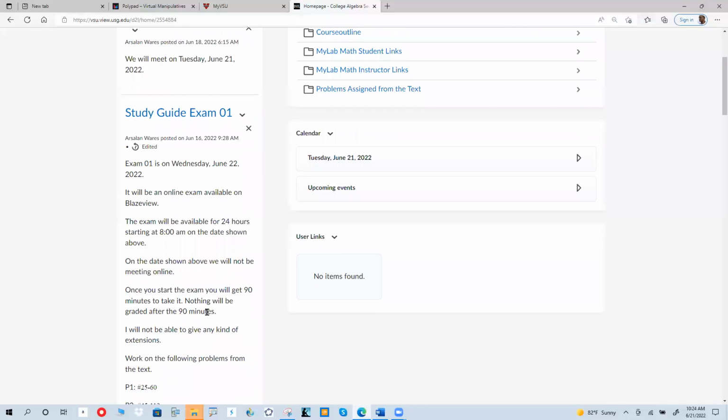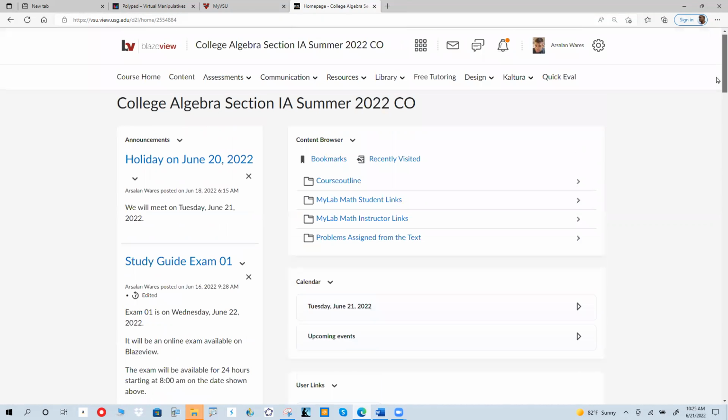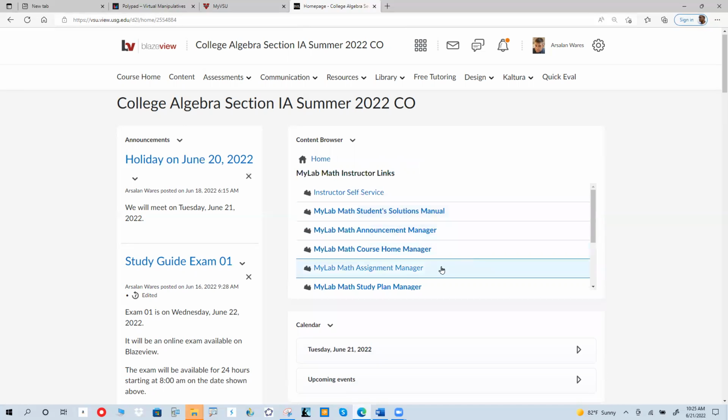Yes. So these are the problems you want to focus on, and they are from your text. It does say to work on the following problems from the text. If you do the MATLAB, you're going to be working on the same problems as well. So you said the MyMathLab ones will be seen on the exam, the same types of problems? Okay, that's cool.